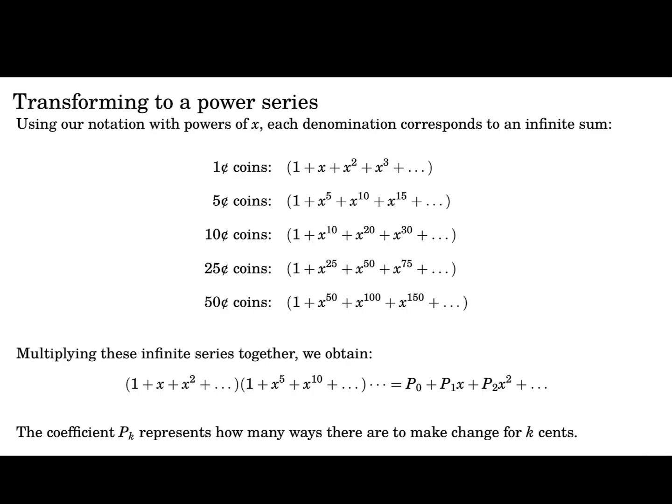And so the idea here is that if we want to find how many ways we can make a dollar, we just need to multiply all of these out and then look at what is the coefficient in x to the 100. And so if we do that, we're able to find how many ways we can get a dollar.